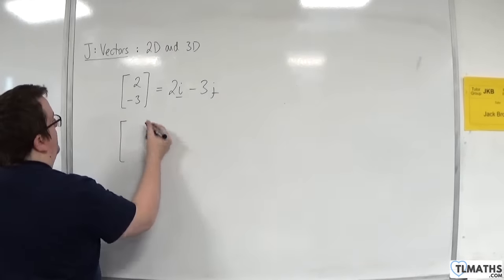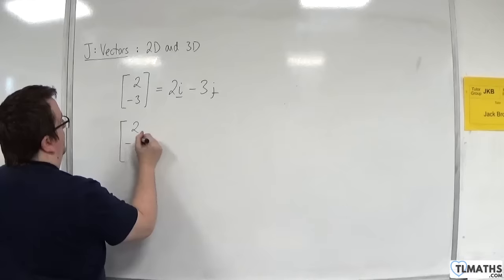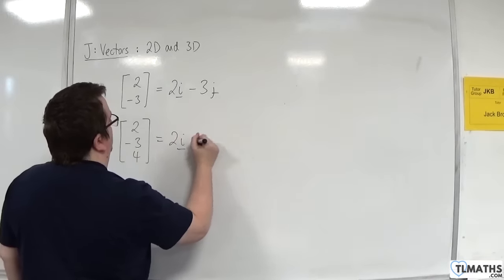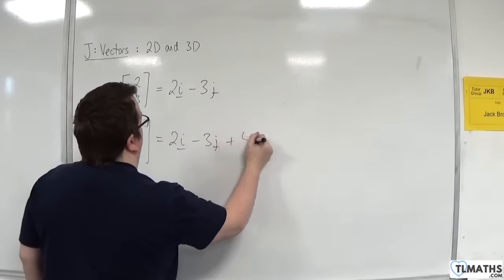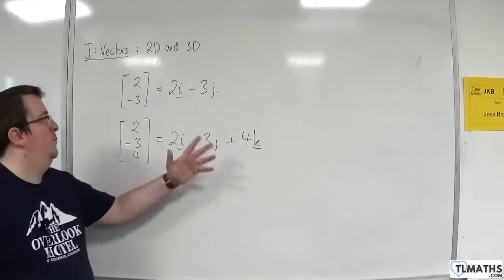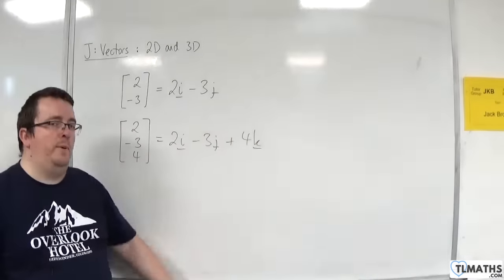And if you want it as a 3D vector, then let's say we've got (2, -3, 4). Then that would be 2i take away 3j plus 4k. So you need to be happy with writing it in either column vector form or component form.